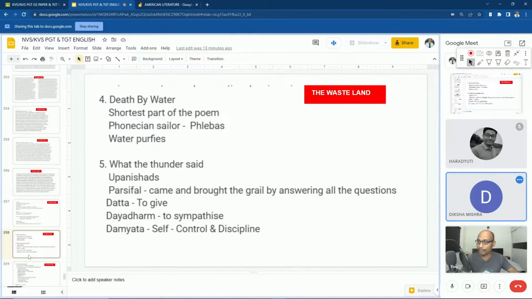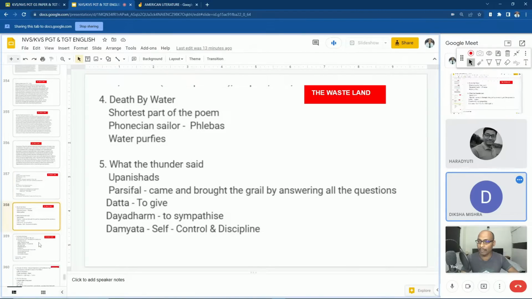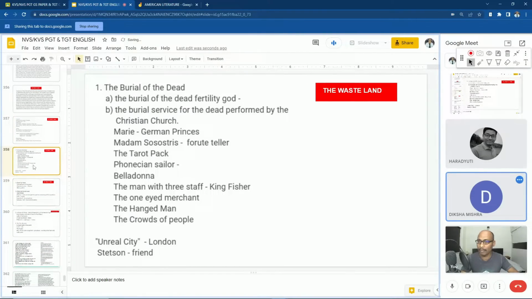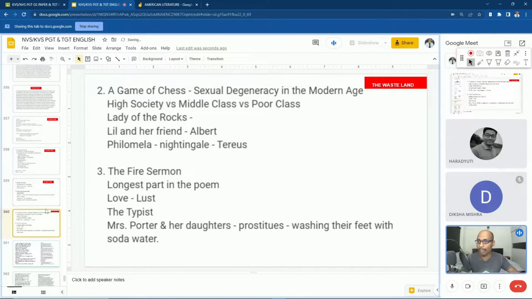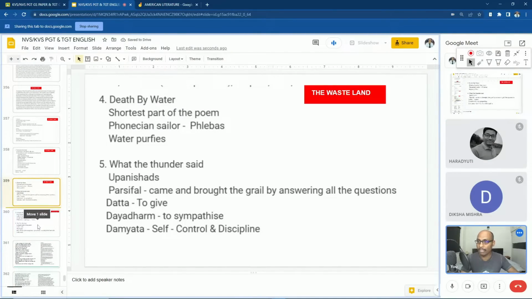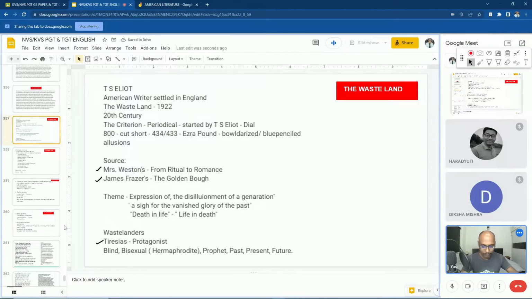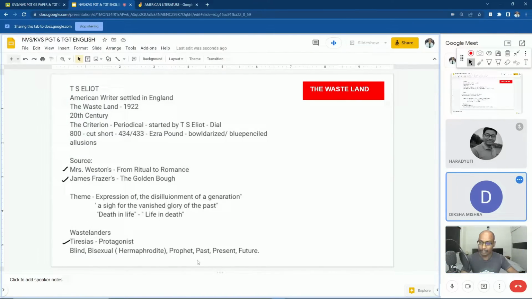See, Goji. Yes. The burial of the dead, a game of chess, the fire sermon, and then death by water, what the thunder said. So may I? Yes, Diksha. The burial of the dead, the game of chess, the fire sermon, what the thunder said is fifth one. Fourth one, sir, death by water. Okay, death by water, and fifth one is what the thunder said. Right.